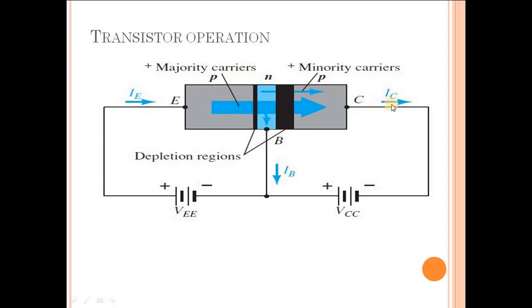This IC is comparable with IE, but it is lesser than IE. And this IB current is so scanty that typically it will be in the microampere range, whereas IE and IC are in the milliampere range. So if this whole package of BJT is treated as a single node and you apply Kirchhoff's current law, then we can easily say that IE is equal to IB plus IC.